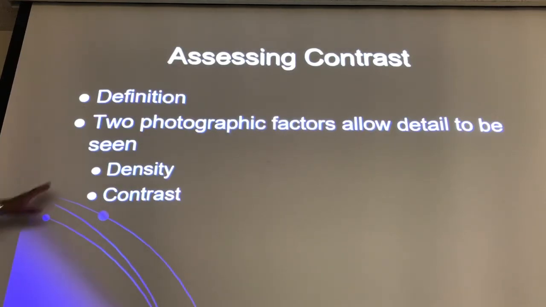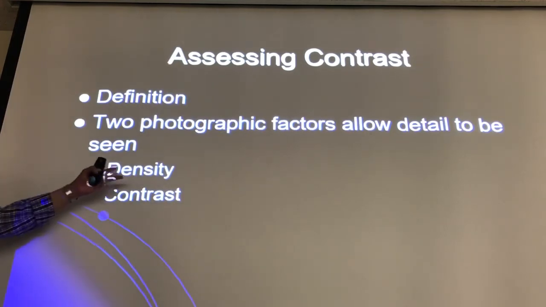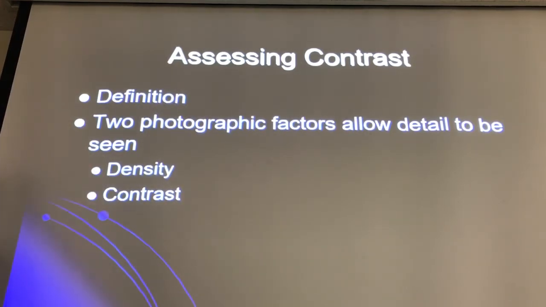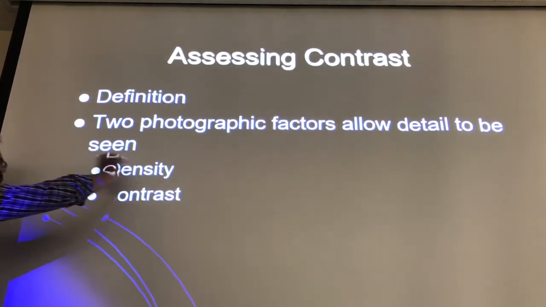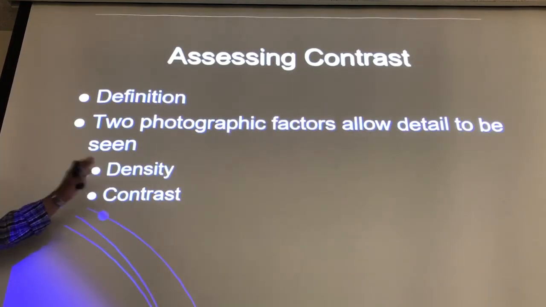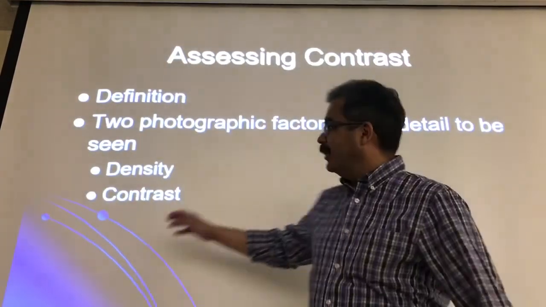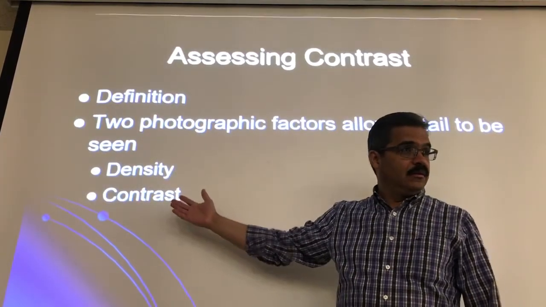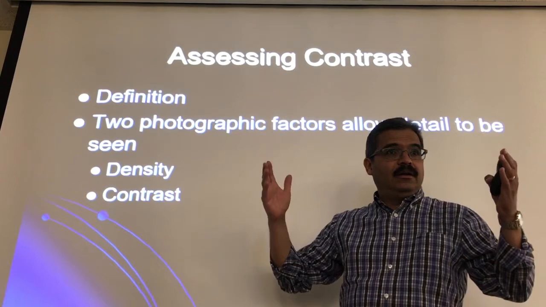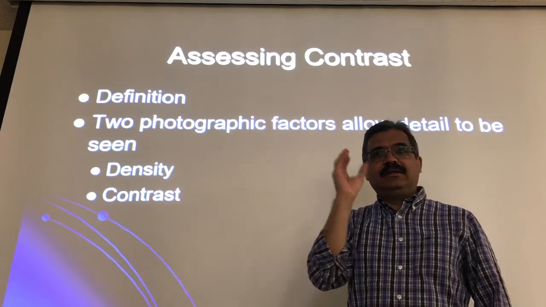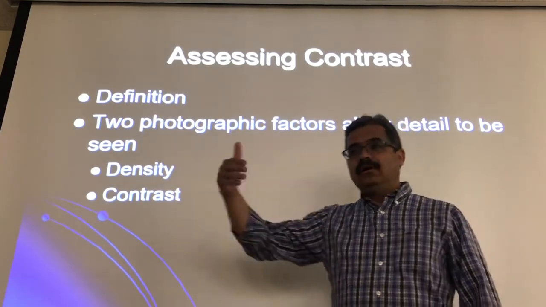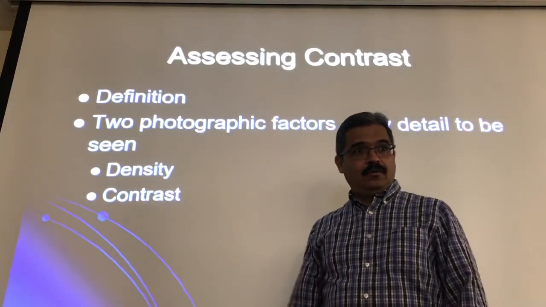All right, two photographic factors allow detail to be seen. Once again, the detail that is inherent in the system because it's a geometric factor. But there are two items that will allow us to see that: density and contrast. And remember, density is the base of all the other photographic qualities. So without density, we don't have contrast, period. You can have density and not have contrast, but density is the key. You need to have density to be able to then have contrast, okay?